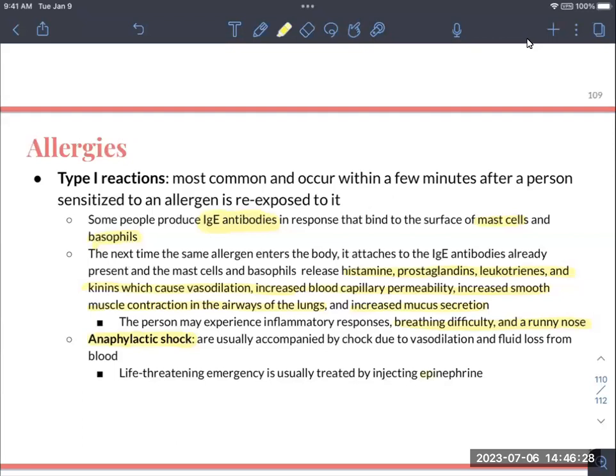EpiPens, that is injecting epinephrine into the system because it vasoconstricts different areas. It's going to cause a reversal of this anaphylactic type of reaction. The problem is these EpiPens aren't long lasting. They don't last very long. So it gives you time to get somebody to get help.